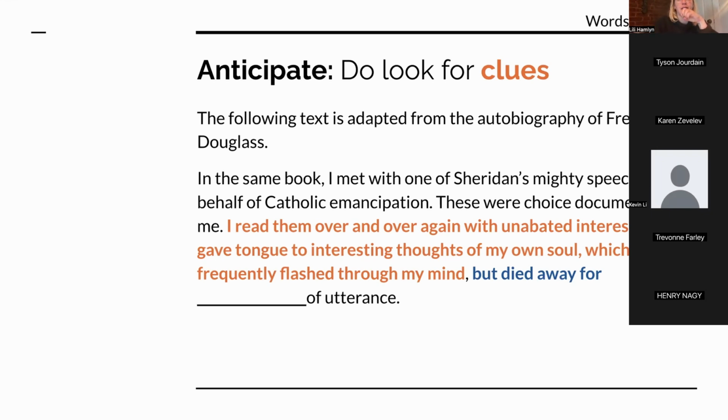So he read these speeches which gave voice to thoughts that he'd had, but which had flashed through his mind but died away for want of utterance. What do we think could be an anticipation here? Any ideas? Either shout it out, raise your hand, or pop it in the chat. Any thoughts?